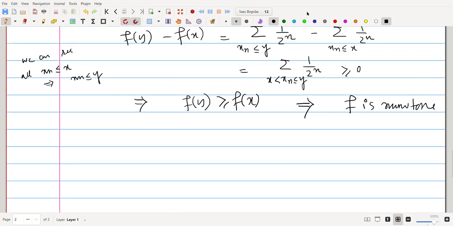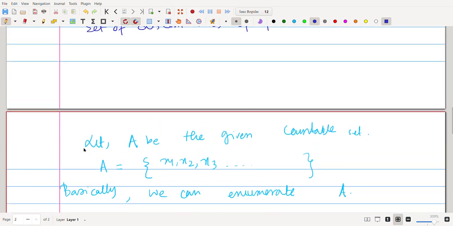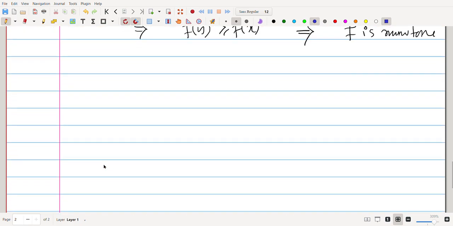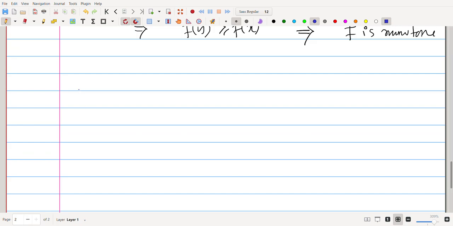Now what we need to show? We need to show that f is discontinuous at every point of A, right? Because we are given this set and we are trying to construct a function f which is monotone increasing, and it has discontinuity at every point of A, and everywhere else it is continuous. Okay, check f is discontinuous at a.